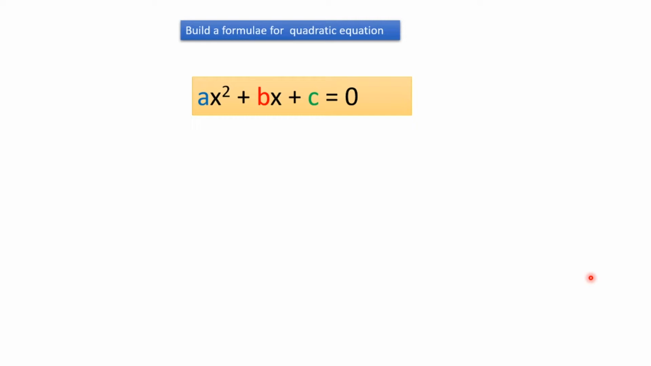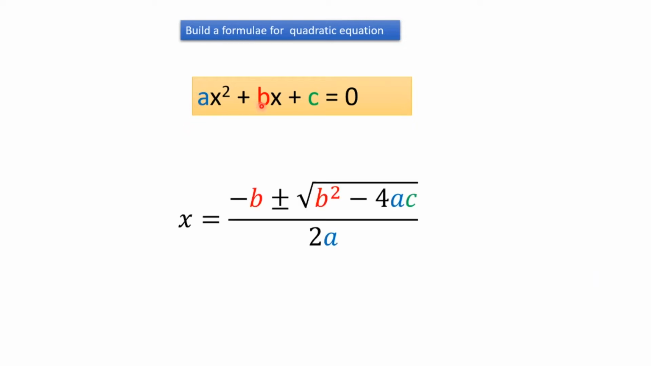I don't want to build the formula. In this case, what is A, what is B, what is C? A is the value in front of x squared, B is the value in front of x, and C is the constant. That means A is the x squared coefficient, B is the coefficient of x, C is the constant value. So if you identify these values, you can directly put them into this equation. In your exam they don't give this equation, you have to learn it by heart.